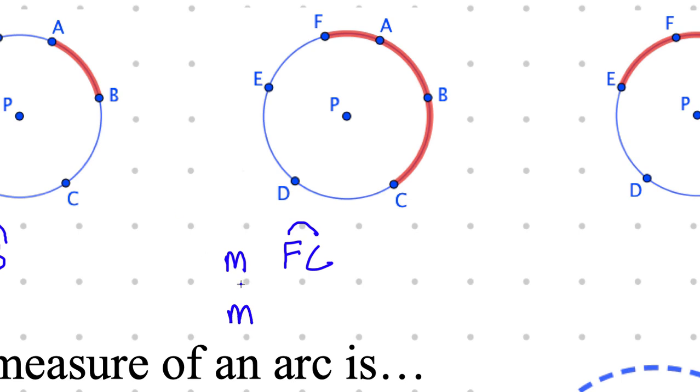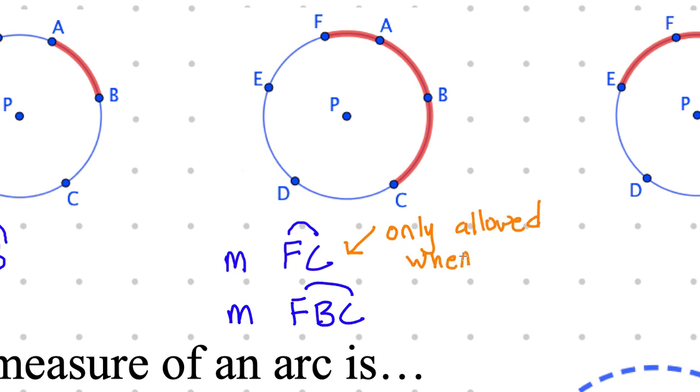Jose? You can only do up to 3 letters. You can't do 4, sorry. Which one do you want to use? FBC. Perfect. So a few different ways of doing arcs. Again, whenever you have a minor arc, you're allowed to do this. So this is only allowed when you have a minor arc.